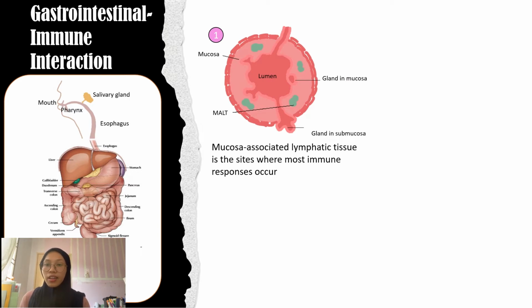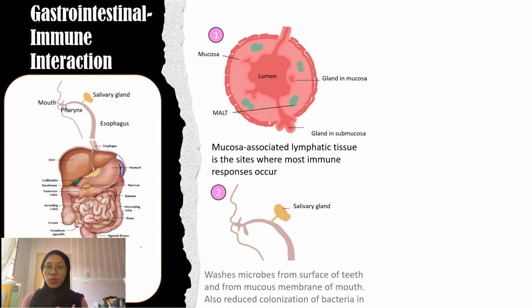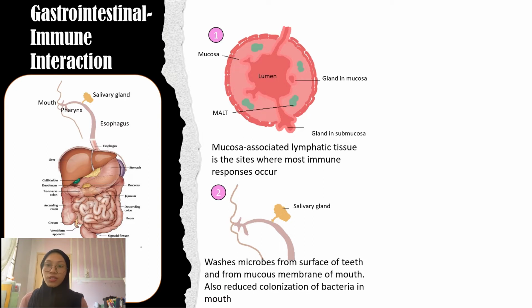Other than that, we also have salivary glands that secrete a fluid called saliva. Saliva plays a role in washing the microbes from the surface of the teeth and the mucous membrane of the mouth. Saliva contains various organic substances. Some of them are immunoglobulin A, which helps prevent attachment of microbes so microbes cannot enter the epithelium, and another is a bacteriolytic enzyme that acts as a bacteria killer.